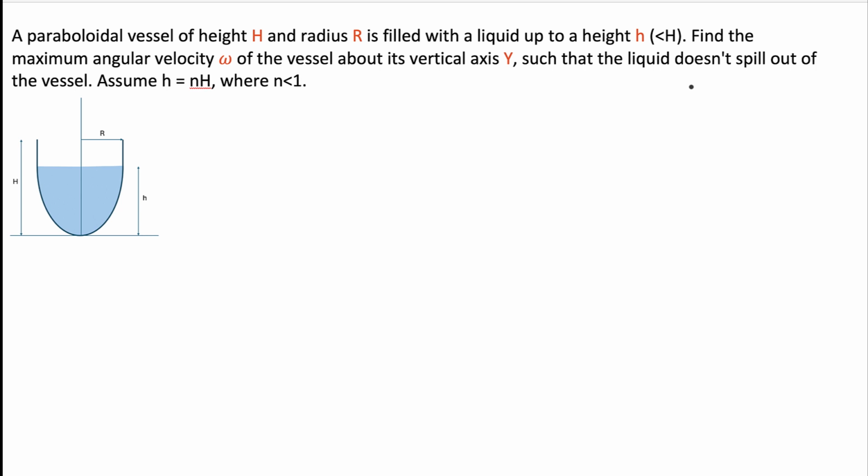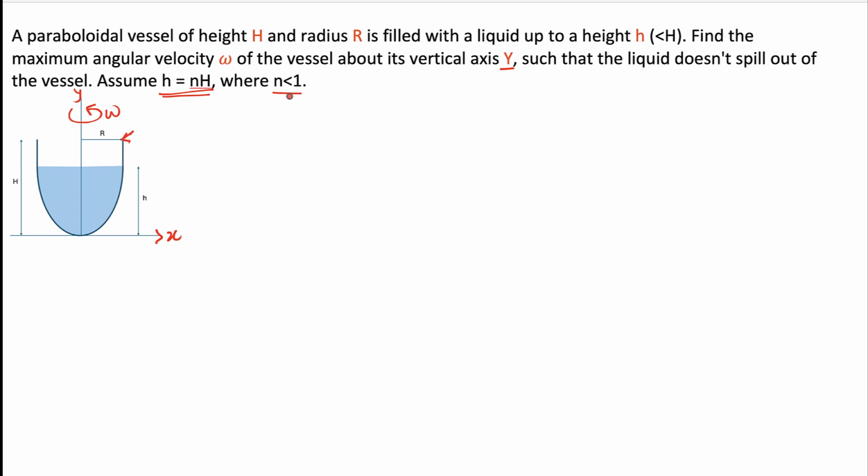Find the maximum angular velocity omega. So this whole thing is being rotated about this axis, let's say the y axis, with omega. Let's say this is y and this is x. Of the vessel about its vertical axis y such that the liquid doesn't spill out. Doesn't spill out means the liquid should maximum reach up to this point, right? The rim. Assume h equal to nH, where n is less than 1.